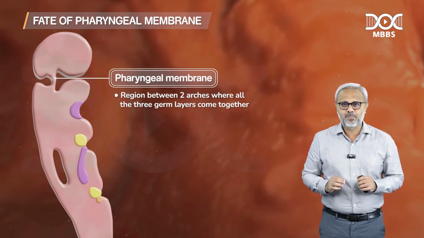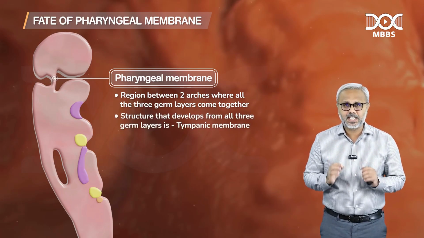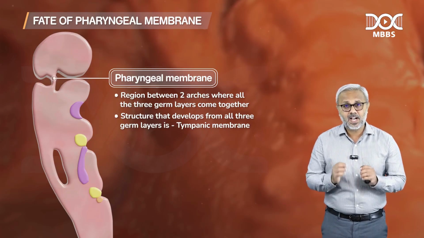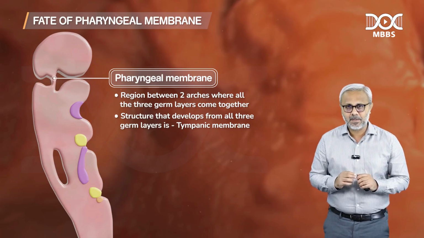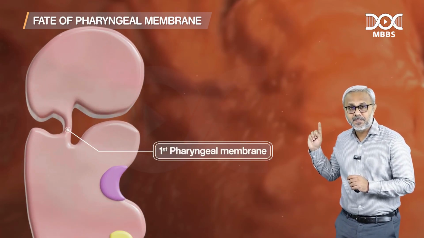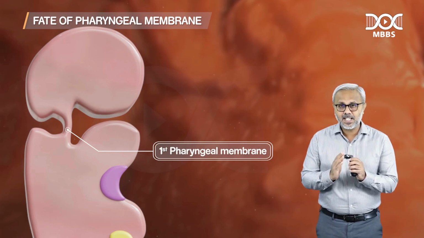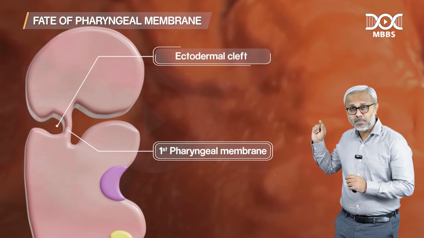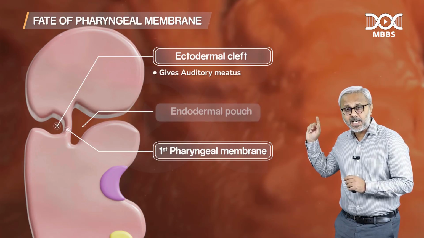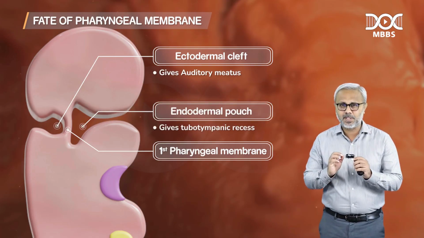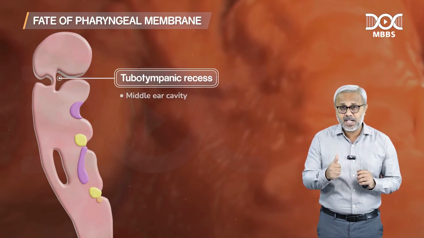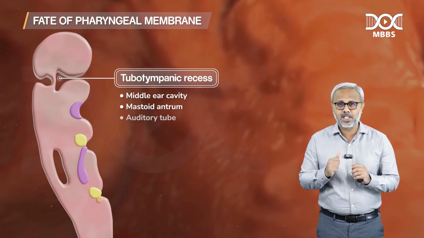Now here is the clue. Which is the structure in your head and neck region that develops from all three germ layers? And your answer is tympanic membrane. Let's see the position of the first pharyngeal membrane. The first pharyngeal membrane lies in between the ectodermal cleft, which is giving rise to external acoustic meatus, and the endodermal pouch, which is forming the tubotympanic recess. And the parts that develop from tubotympanic recess: middle ear cavity, mastoid antrum and auditory tube.